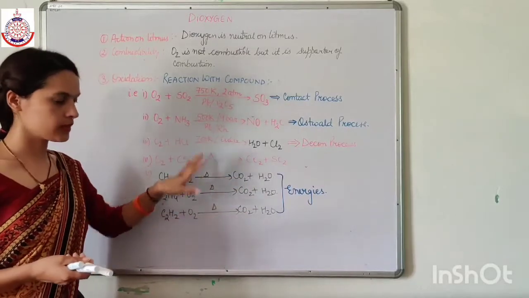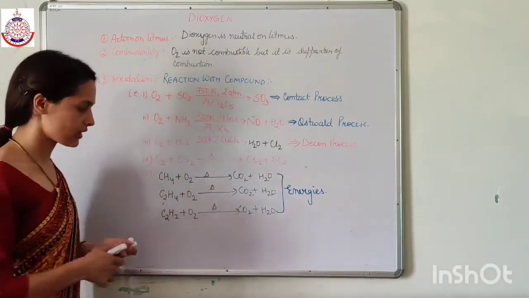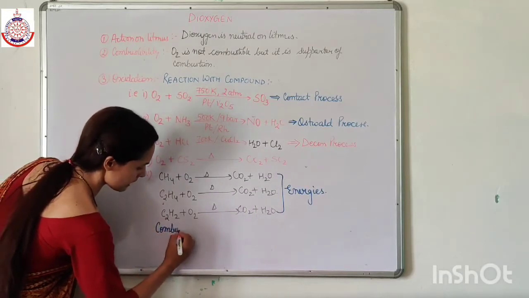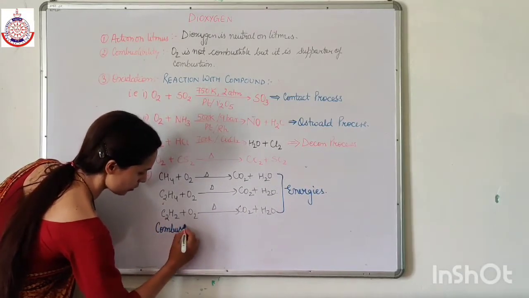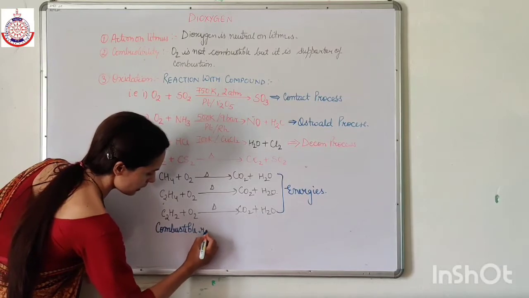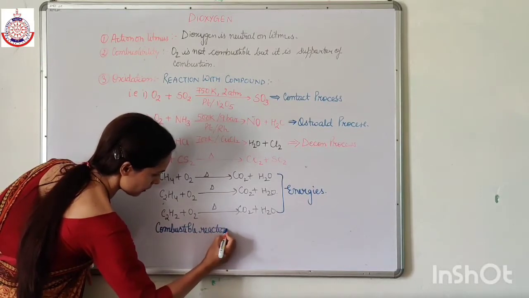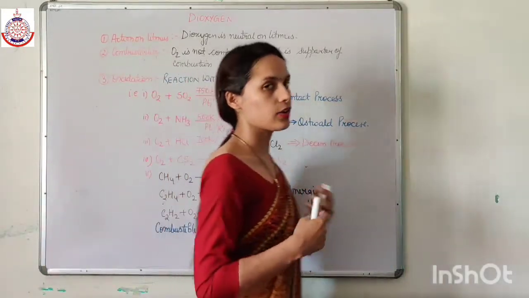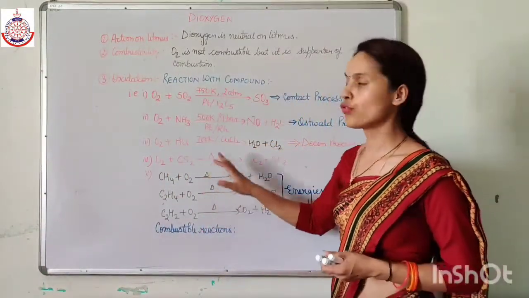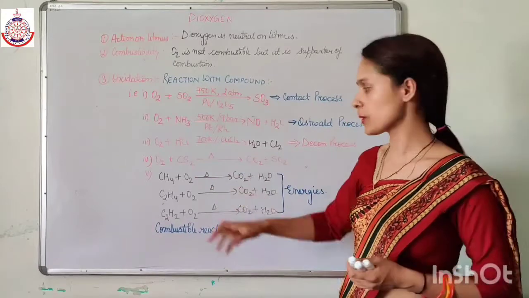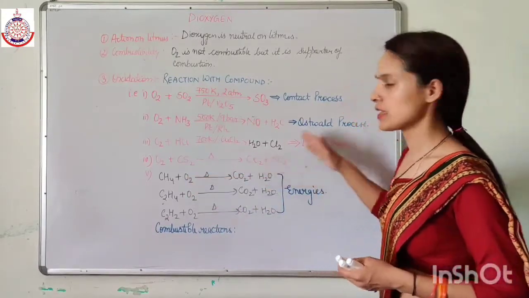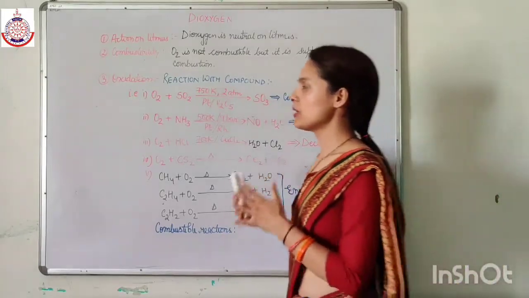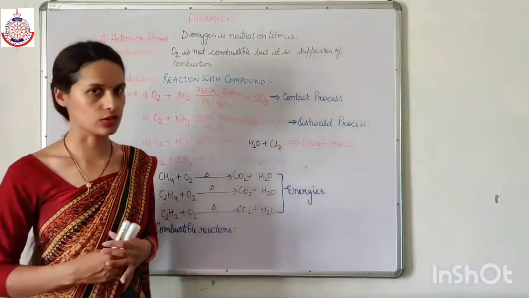And because we get energy through these reactions, these reactions are known as combustion reactions, and because of these reactions, hydrocarbons are known as fuels. Hydrocarbons are known as fuels because when they burn with oxygen, they produce heat. So these are the chemical properties of dioxygen.